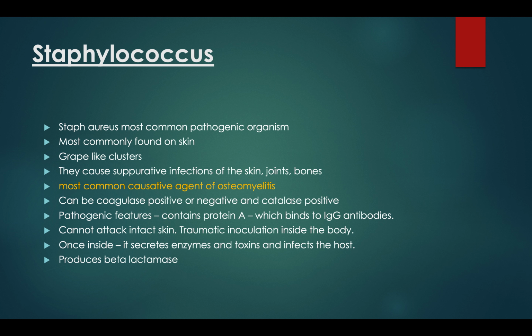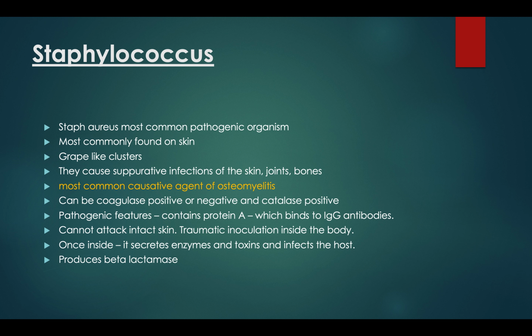As I talked about earlier, its colonies are like grape-like clusters, so that is the reason it's called Staphylococcus. They cause suppurative infections, that is, those infections which produce a lot of pus, of the skin, the joints, and the bones. So you can get a question on the test like, which is the most common causative agent of osteomyelitis? The answer is going to be Staph aureus. That is the organism which causes osteomyelitis.